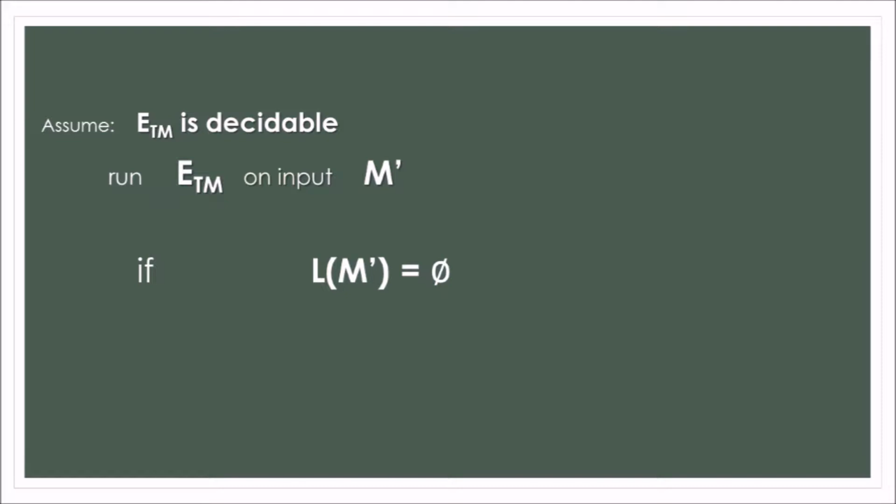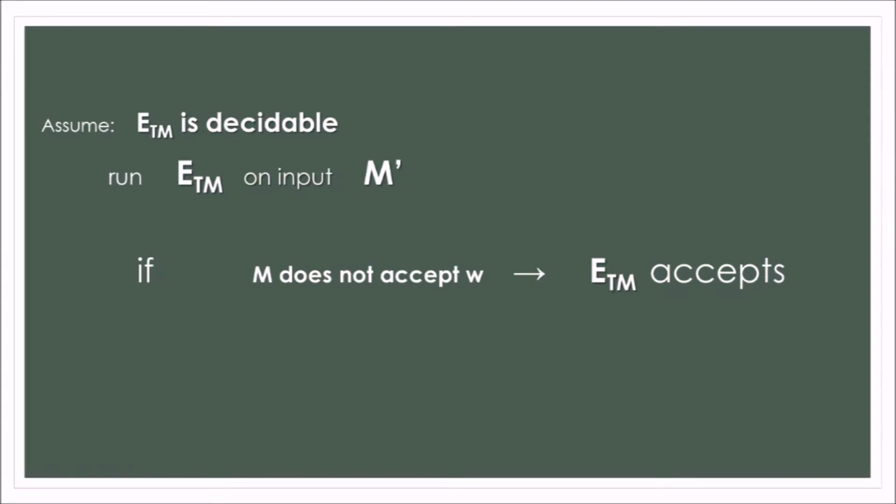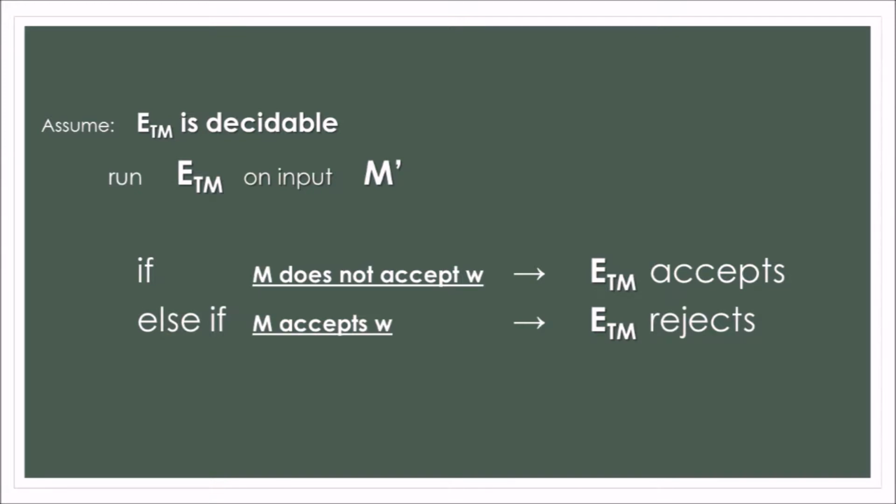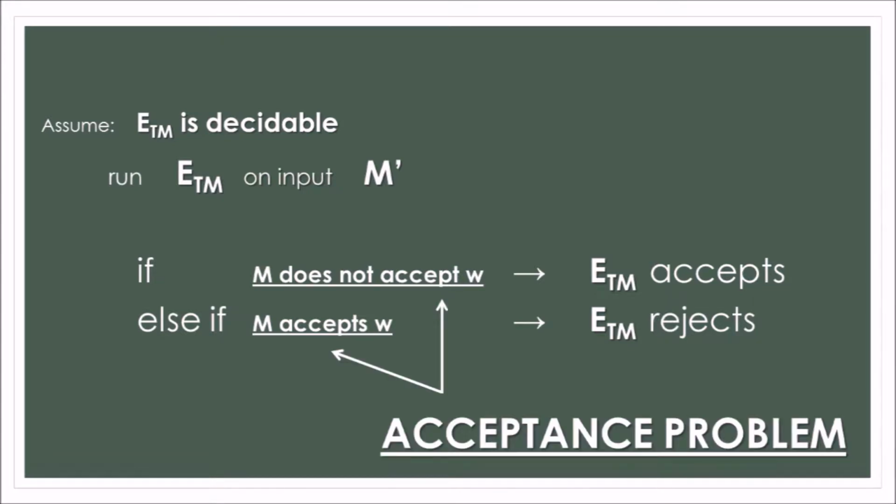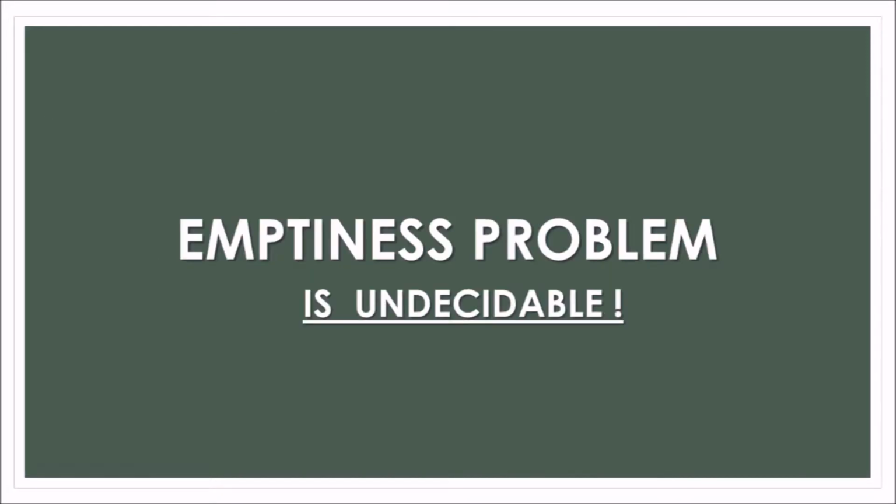If the language of M prime is empty, meaning M does not accept W, then the Turing machine E accepts. If the language of M prime is W, meaning M accepts W, then Turing machine E rejects. So basically, we can find out if E accepts a Turing machine M if we know whether that Turing machine M accepts string W, meaning we are using the acceptance problem to decide the emptiness problem. Since the acceptance problem is undecidable, it means that the emptiness problem is undecidable as well.